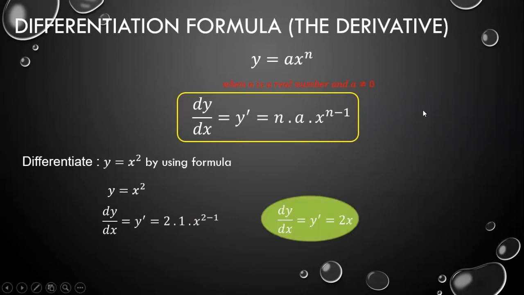Okay, to make this one clear, how to differentiate the function, or how to apply the derivative methods, we go to the next example. Differentiate y equals x squared plus 2x plus 1 by using the formula. Okay, students, y equals x squared plus 2x plus 1. dy over dx is y prime equals 2x to the power 2 minus 1 plus 2 times x to the power 1 minus 1 plus 0.